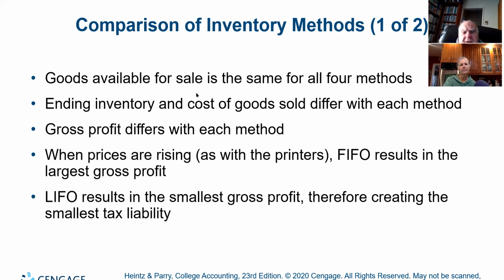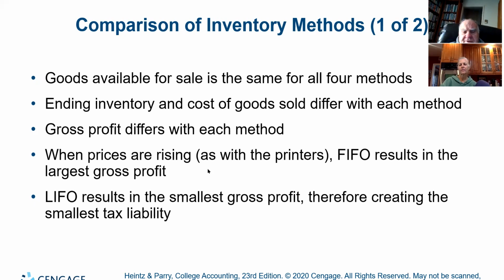Goods available for sale is the same for all the methods, right? That's your history. We had 100 at the beginning and we purchased 900 more. Available 900. That's the same for all the methods. Now each method's going to break out that available into the appropriate dollars of cost of goods sold and ending inventory. It's the ending inventory and cost of goods sold that's going to be different. Gross profit is going to be different.